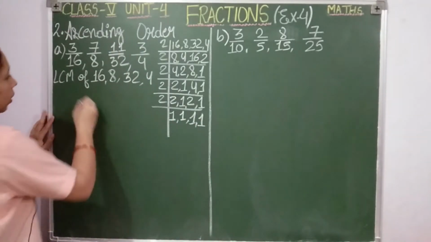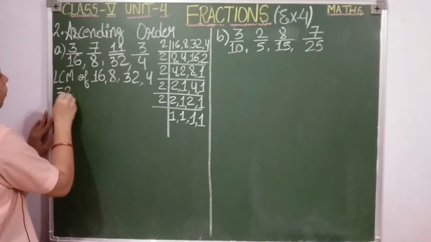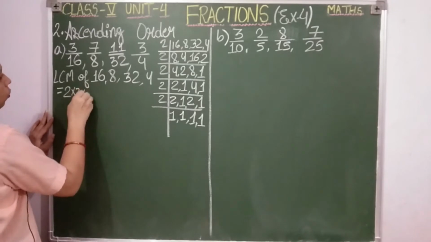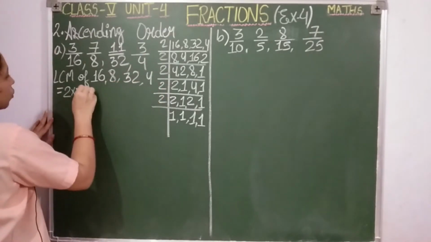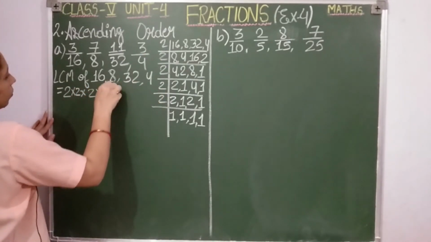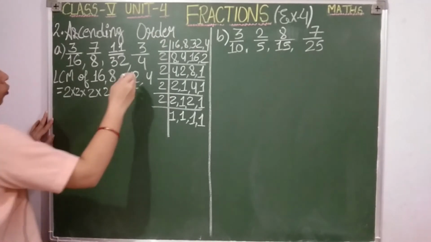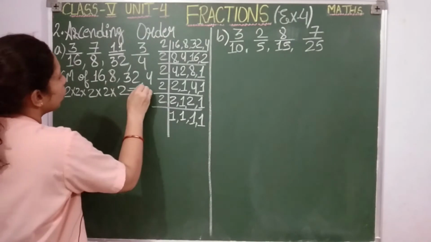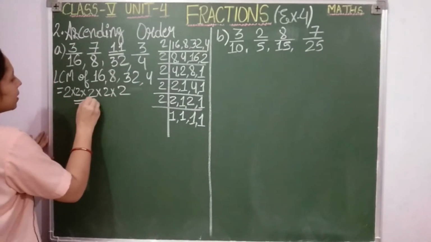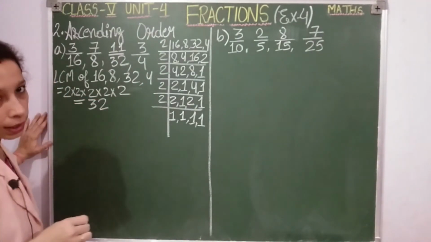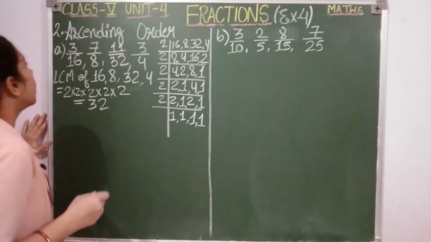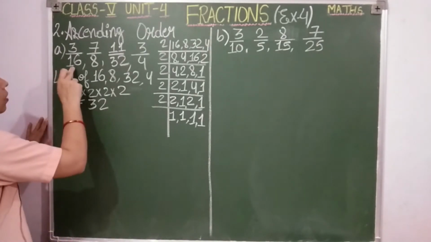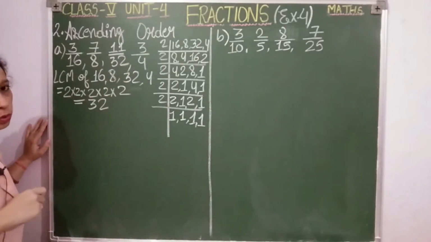Okay students, so let us write the multiples. 2 into 2, 1 2 3 4 5, 5 times 2. Okay, so 2 2s are 4, 4 2s are 8, 8 2s are 16, 16 2s are 32. So students, here my LCM is 32. Clear students? Okay, now let us convert each of the denominators equal to 32.